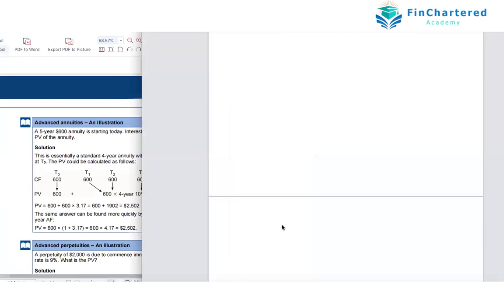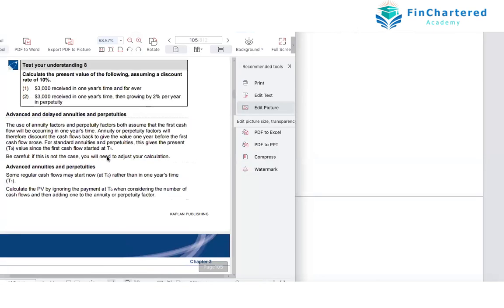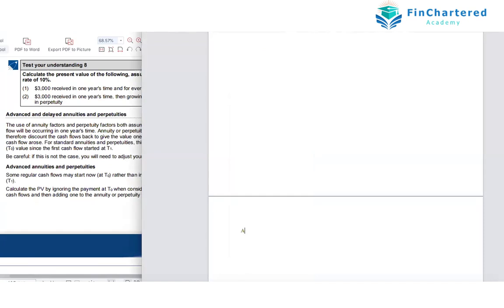Okay, Kittu, we're talking about advanced annuity. What is an advanced annuity? I'll just summarize so that other people also get the benefit in a summarized way. May, you want advanced perpetuity? Yes, sir. Okay. So Kittu wants advanced annuity and delayed annuity, and you want advanced perpetuity. So advanced annuity is what?